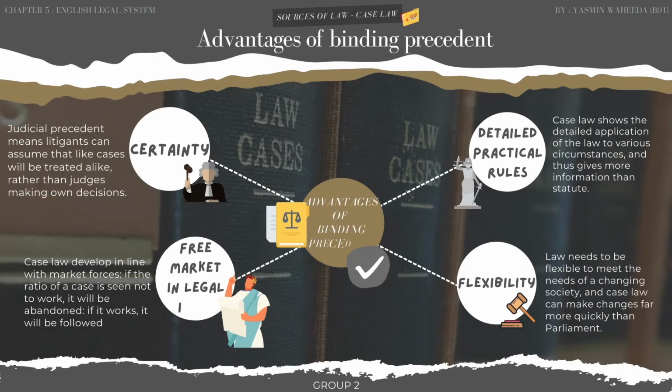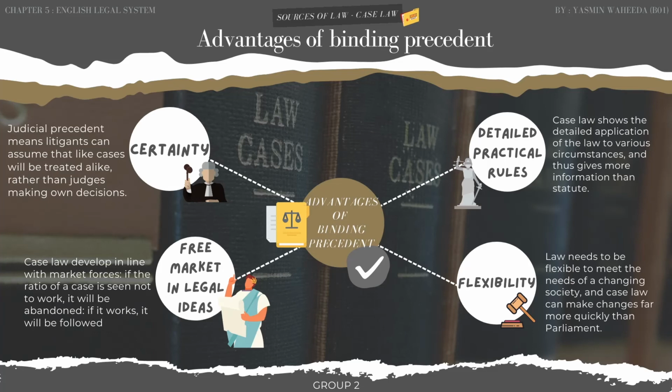My name is Yasmin binti Rahim Helmee, and now I will be presenting the advantages and disadvantages of case law, in other words binding precedent. Now, let's move on to the advantages of binding precedent. The first one is certainty. Judicial precedent means that a plaintiff can expect similar cases to be addressed similarly, rather than judges making their own conclusions.